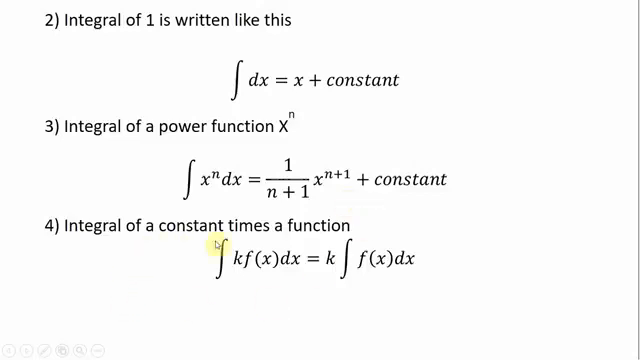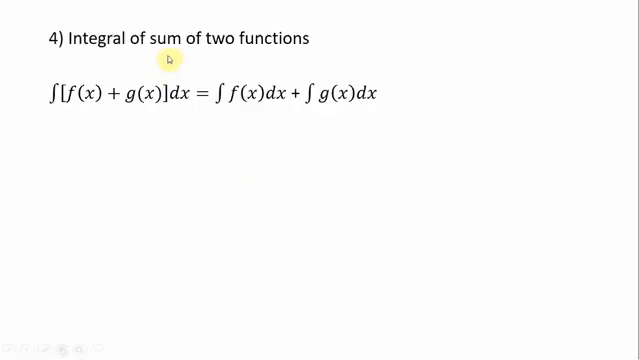And then the integral of a constant times a function. What we can do is bring out the constant in front of the integral sign, take the integral of this function f of x, and then multiply it back through by k. And finally, an integral of a sum of two functions, or it could be a difference of two functions. If it was a difference of two functions, this plus sign would be a minus sign. So we can break down the sum of two functions as follows. Take the integral of f of x, then add to it the integral of g of x.